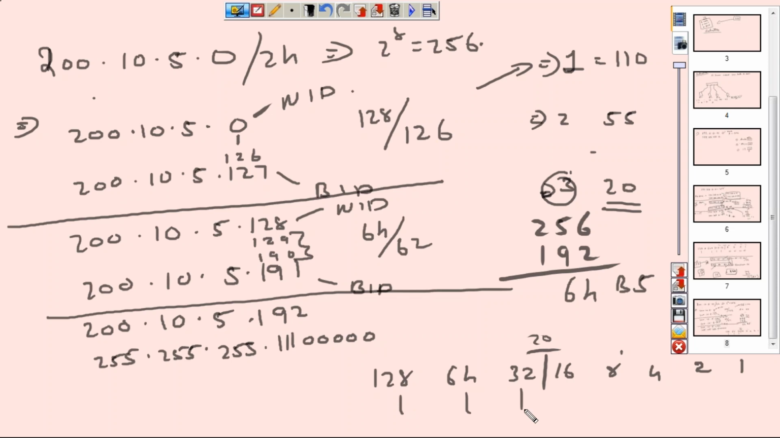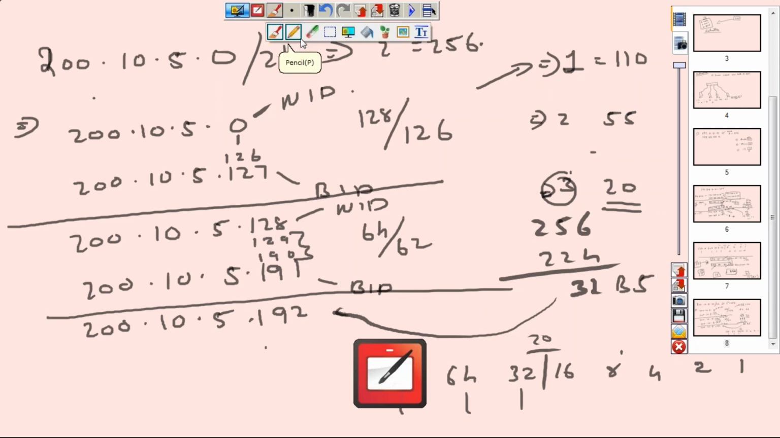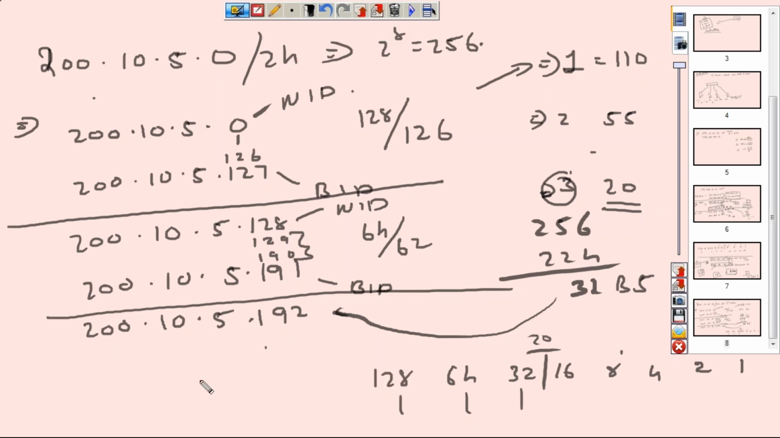Let's convert it back to decimal: 224. Perfect. What do we do with the 224? We try to find the block size. 256 minus 224, what do we get? 32, which is our block size. As usual, we take the block size and add it to the top. 192 plus 32 is 224, so it goes up to 223.